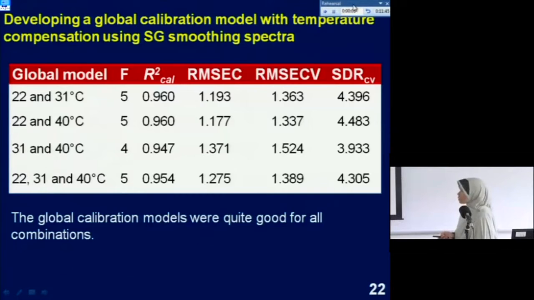Instead of using the local calibration model, we developed the global calibration model. For this, we combined 2 or 3 different temperatures. And this is the result. The global calibration models were quite good for all combinations, with high coefficient of determination and low error in both calibration and validation, and high standard deviation ratio.